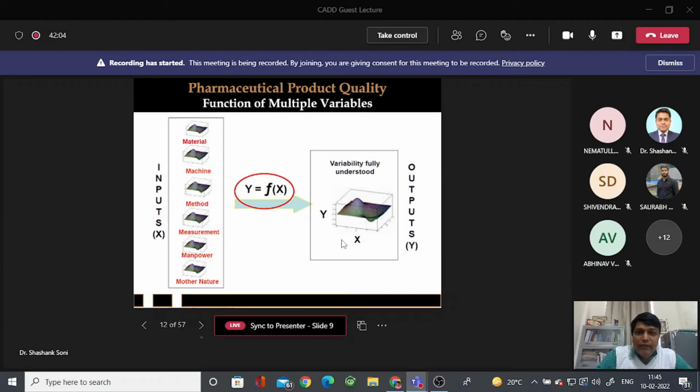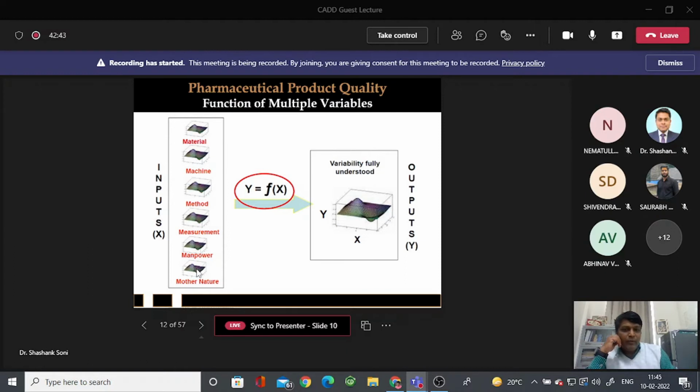But you can see that pharmaceutical product quality is a function of multiple variables. What are these multiple variables? They have been written in the form of M. See the beauty of the author. It is from Professor Bhupinder Singh Bhoop, from one of his papers. What are these input variables? Material, machine, method, measurement, manpower, and Mother Nature. Why Mother Nature? Some errors are out of control. As per our present understanding, we are crediting, or assigning, nature for these errors.